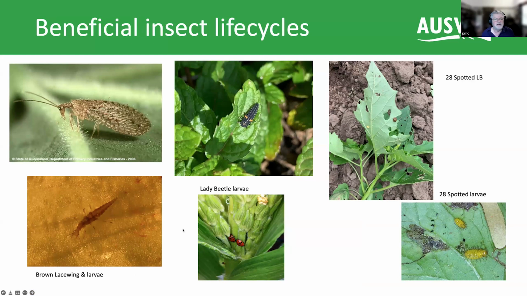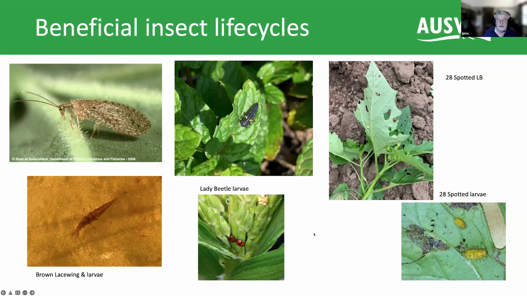It's also important that you identify beneficial insects and their life cycles and can identify what's beneficial from the different stages. These are just a couple of examples. The brown lacewing on the left there is a great generalist predator in vegetable crops, but its larvae, which you can see below there, is very different from the adult. But they're both voracious feeders of aphids and moth eggs and other pest insects.